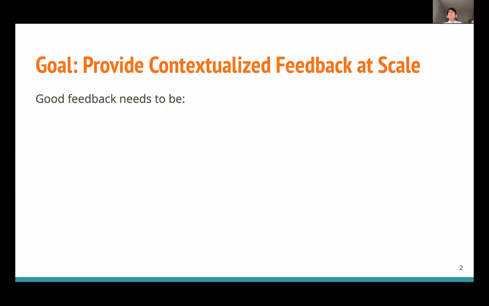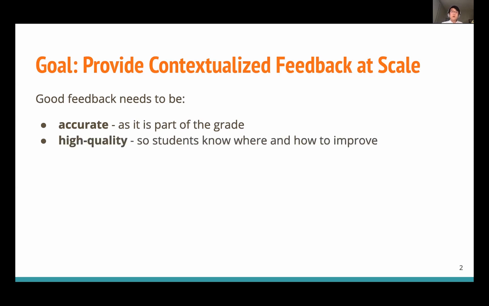So first, I will talk about our motivation. Our goal is to provide contextualized feedback at scale, but just providing feedback is not good enough. We also need to make sure the feedback provided is beneficial to students. Good feedback needs to be accurate, as it is a part of the grade. It also needs to be high quality, so students know where and how to improve. Lastly, it needs to be timely, so students can incorporate it in the next project.